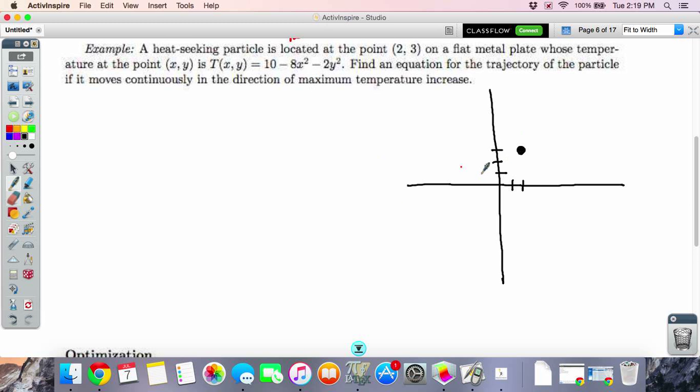So this particle can travel around, right? And it wants to find, I mean, it's heat-seeking. It wants to find the most heat that it can find. Find an equation for the trajectory of the particle if it moves continuously in the direction of maximum temperature increase. So this phrase is important. Maximum temperature increase, that means the maximum slope of our temperature function. In other words, the gradient gives us that maximum slope. That's exactly what the gradient is good for. It gives us that maximum slope.